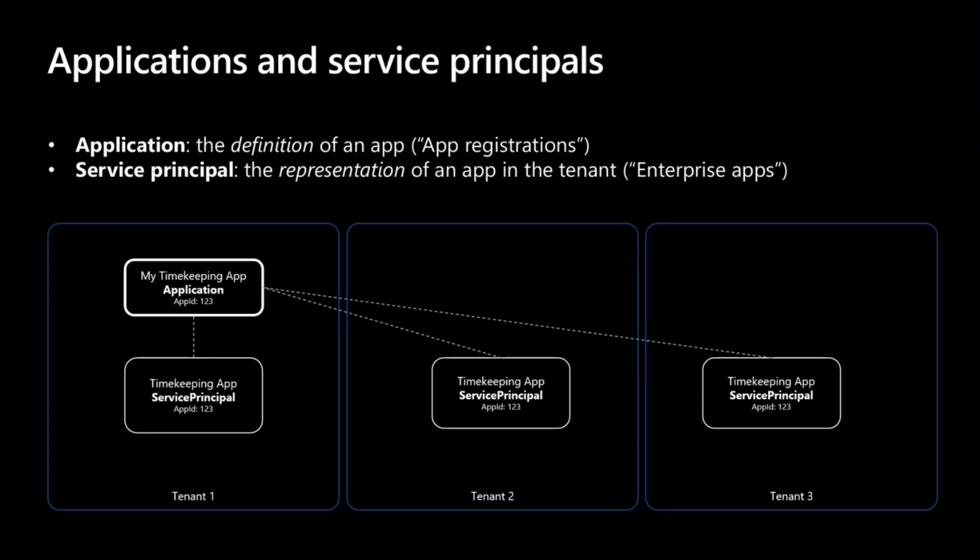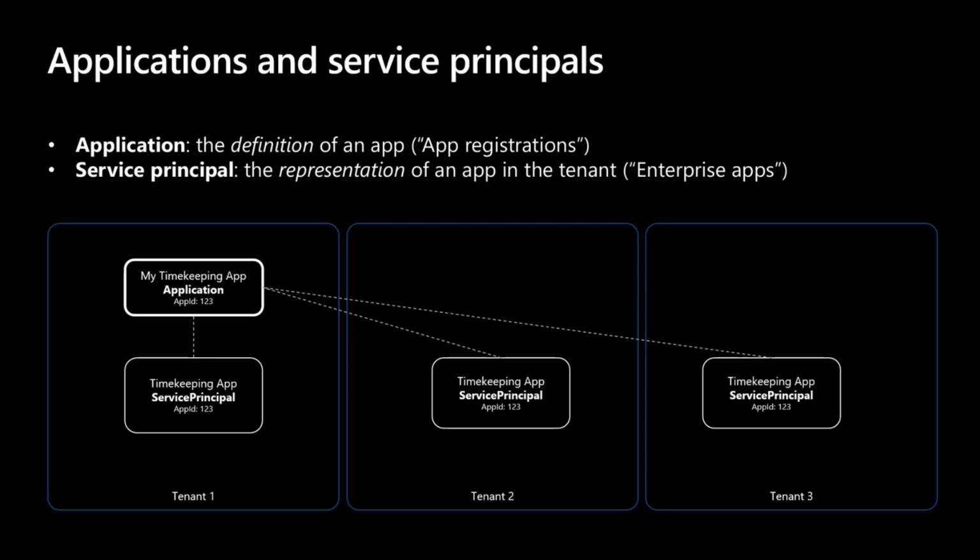So just to kind of hammer this home, we have this timekeeping app here, and Bailey and I work there, and we have that line of business app here. So we're going to have an app registration for the timekeeping app, and we're also going to have a service principal for that timekeeping application. Then we sell it to another company, and when they consent to it, they will have a timekeeping app in their enterprise apps, but they will not see anything in their app registrations. It's only going to be in their enterprise apps.